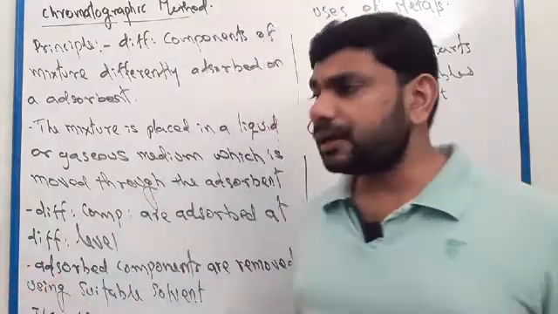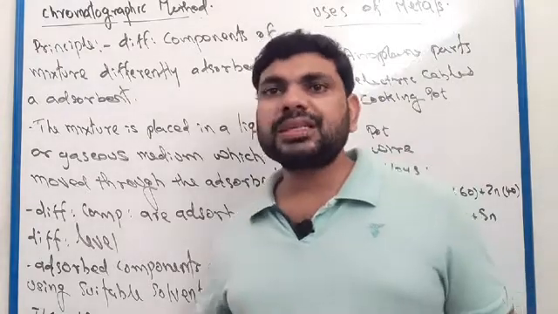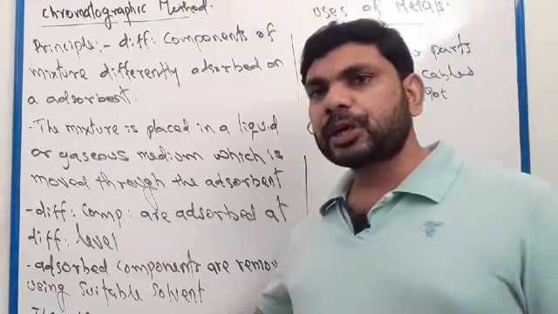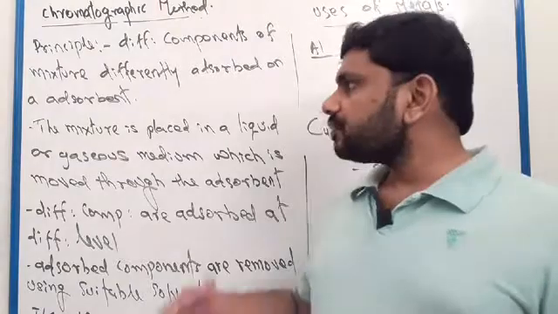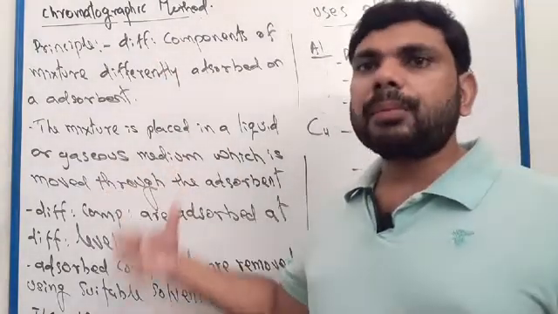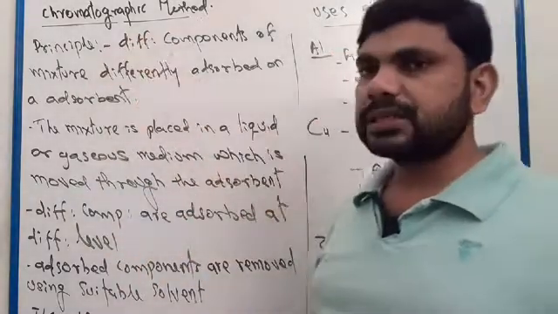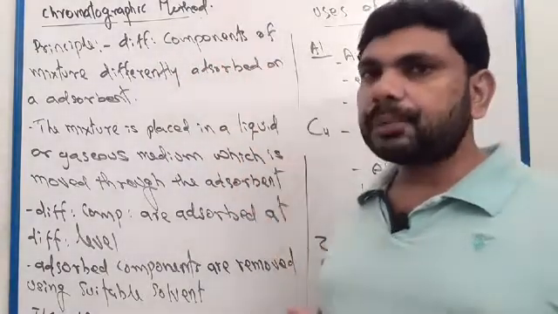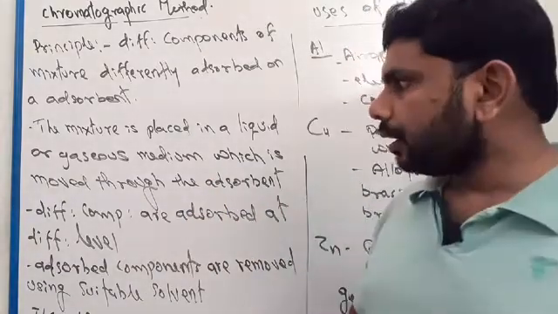Clear? There are different types of chromatographic experiments. We can use different types of chromatography: thin layer chromatography, high pressure liquid chromatography, gaseous chromatography. These are the different types of chromatography. Okay, so this is the chromatographic method. Remember, this is the basic principle: different components of a mixture absorb to different extents. Clear?